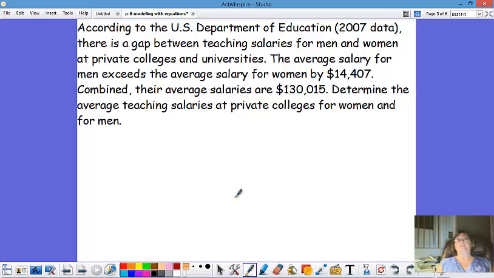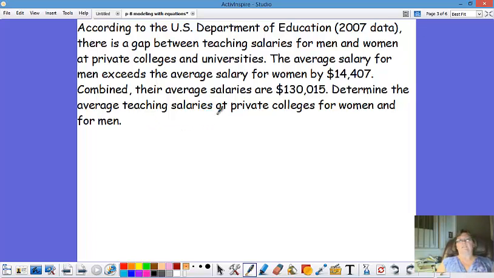According to the U.S. Department of Education, there's a gap between teaching salaries for men and women at private colleges and universities. Go figure. The average salary for men exceeds the average salary for women by $14,407. Combined, their average salaries are $130,015. Determine the average teaching salaries at private colleges for women and for men. All right, I think I have a pretty good idea of what's going on here.